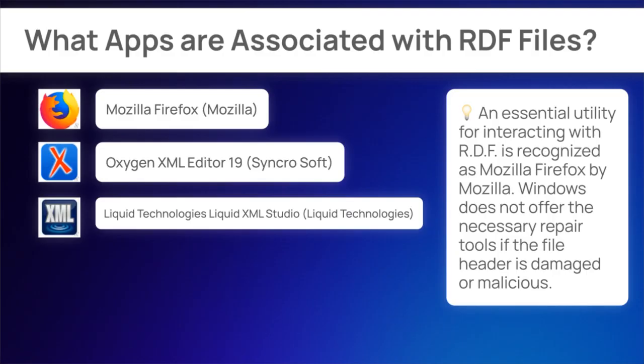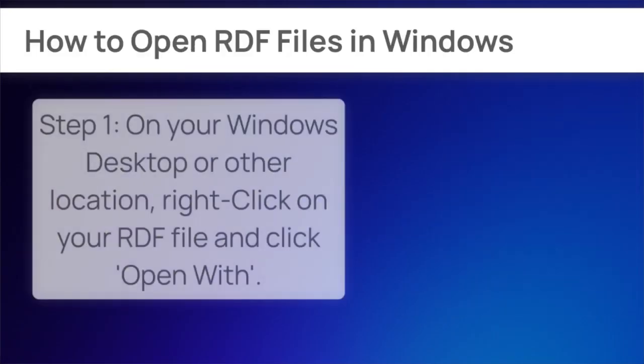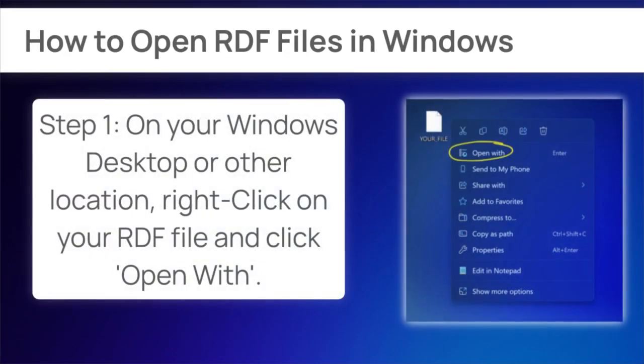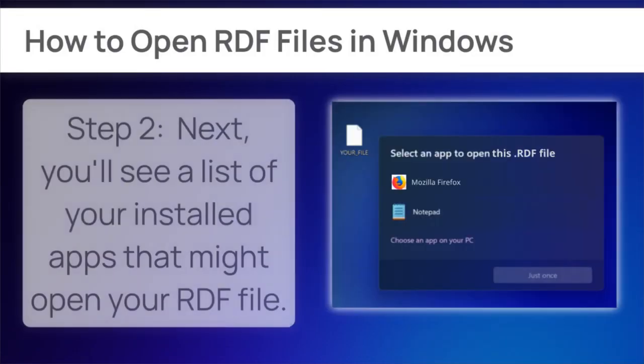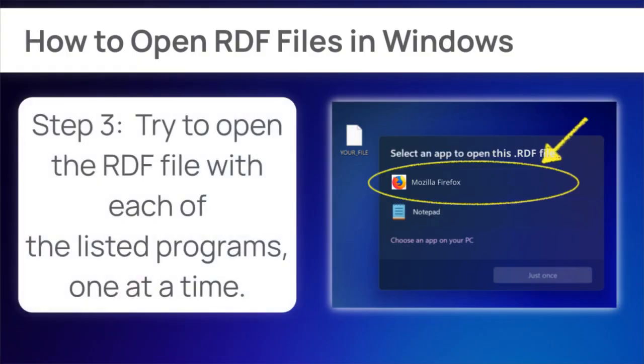Windows accommodates text files naturally, requiring no extra utilities. Open the context menu by right-clicking the RDF file and selecting Open With. Start your test with Mozilla Firefox if it shows up. If not, don't hesitate to try several other programs on your list.